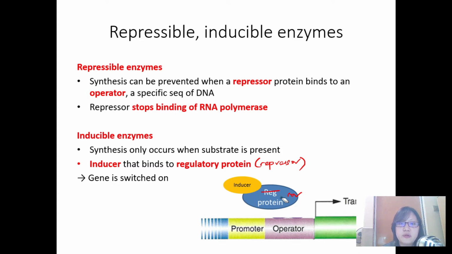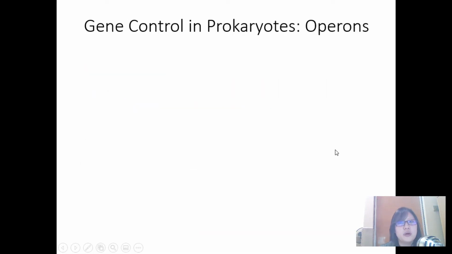So when we say an enzyme is repressible and inducible, we really mean that it can be inhibited and it can be switched on when the substrate is present. What do we mean when the substrate is present? We are going to be learning a very interesting example later, which has to do with the lac enzymes. But before we go into the lac enzymes and the details of that, we are going to talk about the general gene control in prokaryotes, which is via this thing called operons.